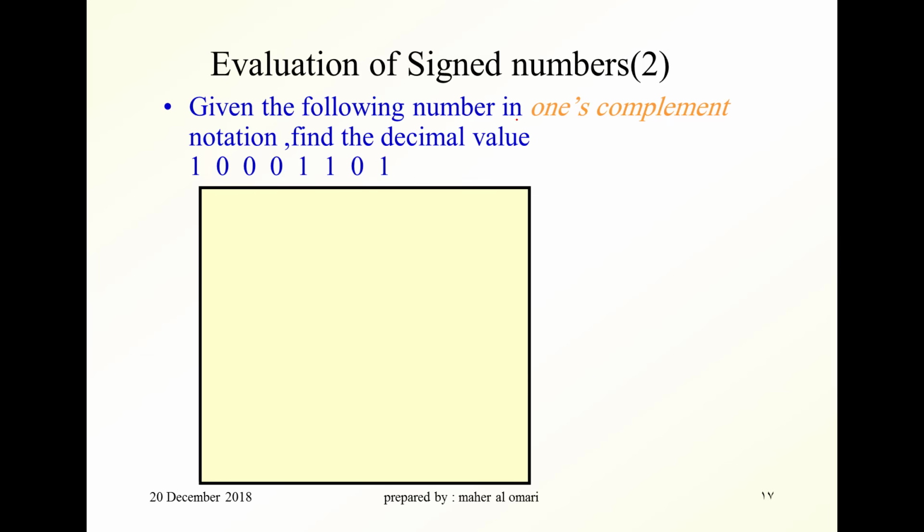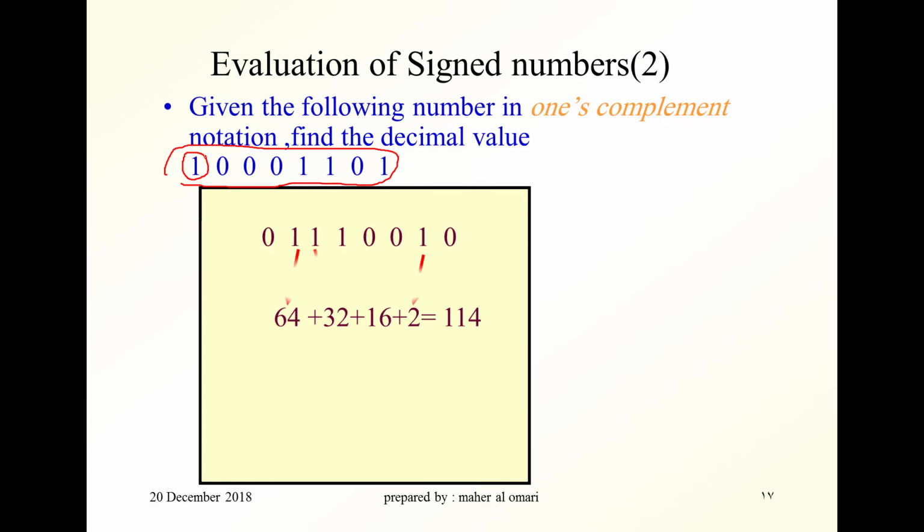Okay, let's take another example. This number is given and it's in the ones complement notation. What is the value for this number? Of course, you notice that this is a negative number in ones complement, so we take the ones complement for this number. And then we put the weights for each bit of the ones and we add them together. So this number is equivalent to minus 114.